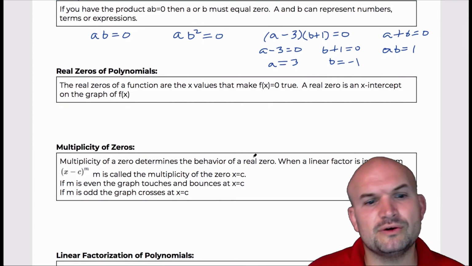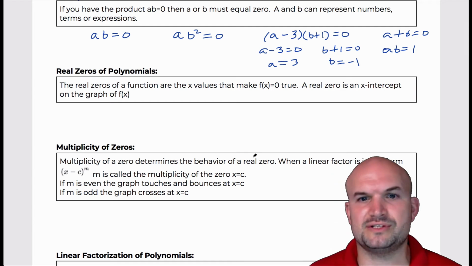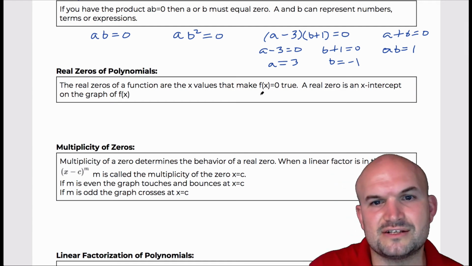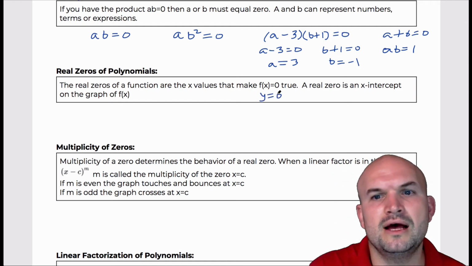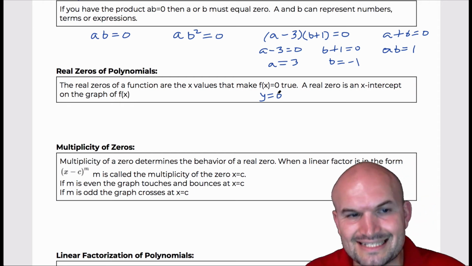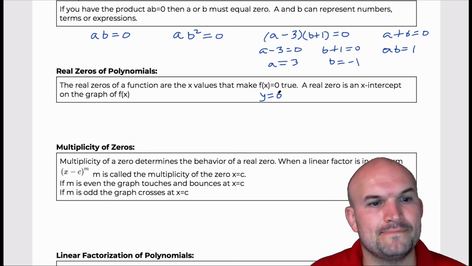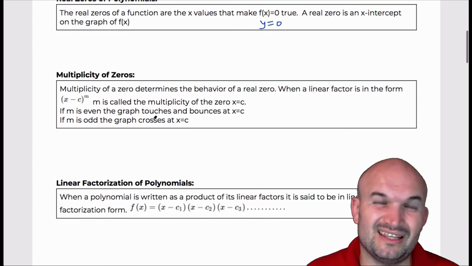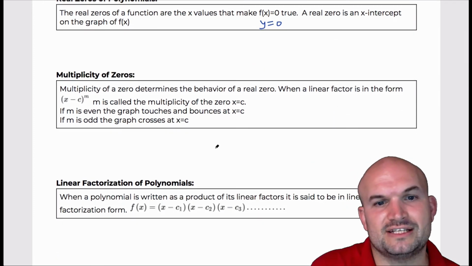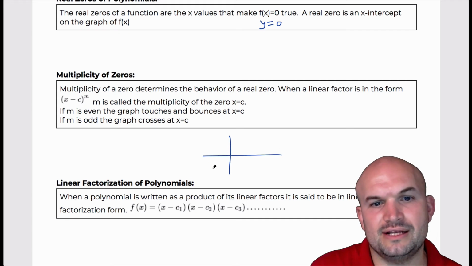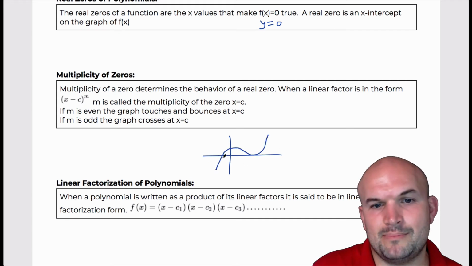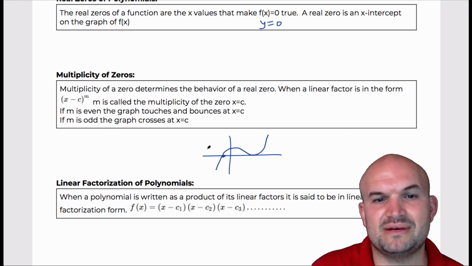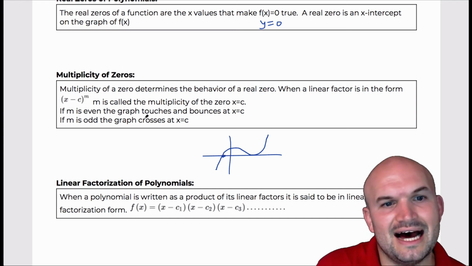Let's go ahead and just review again the real zeros. Remember the real zeros, we already talked about this, f of x, or we could say y, is equal to 0. The real zeros, again, are the x-intercepts of f of x, okay? Multiplicity, we talked about that previously. Multiplicity is going to be the behavior, so we know that it could cross or it could bounce. If we have some kind of polynomial and it crosses, that means the multiplicity is odd.